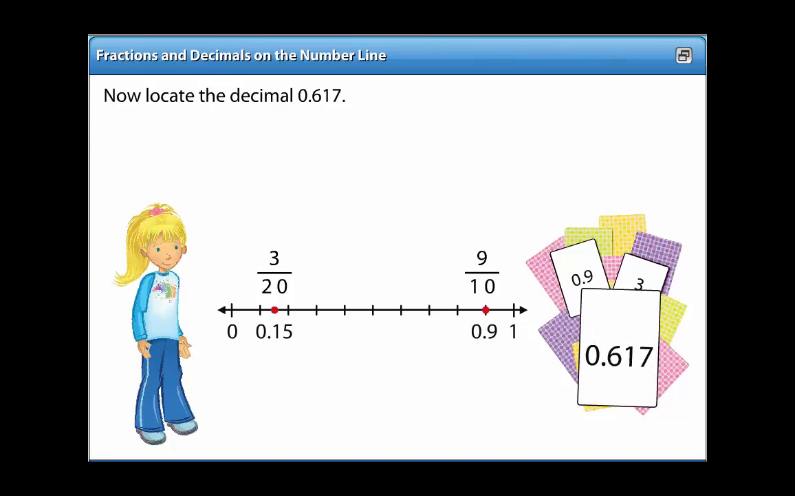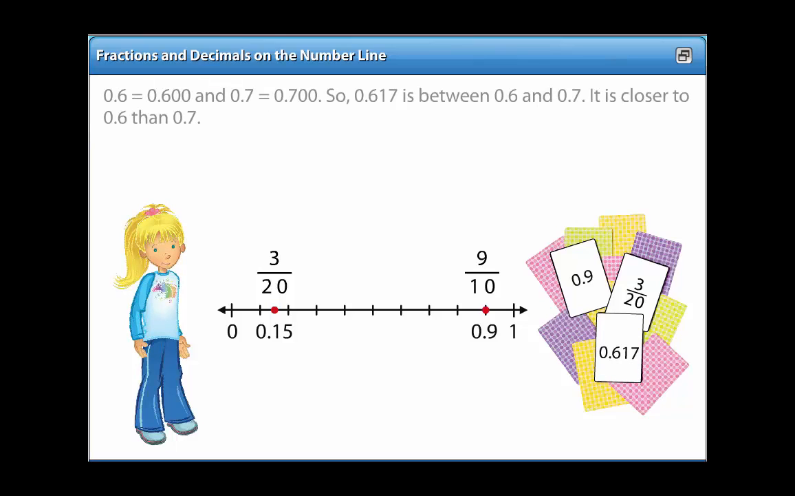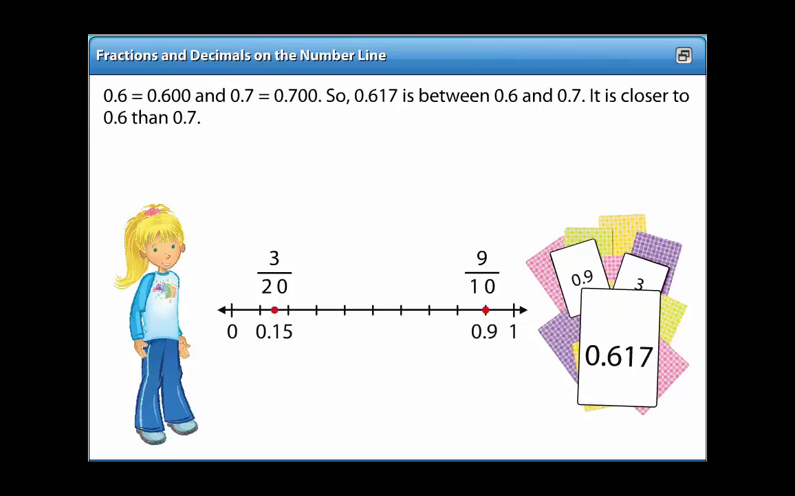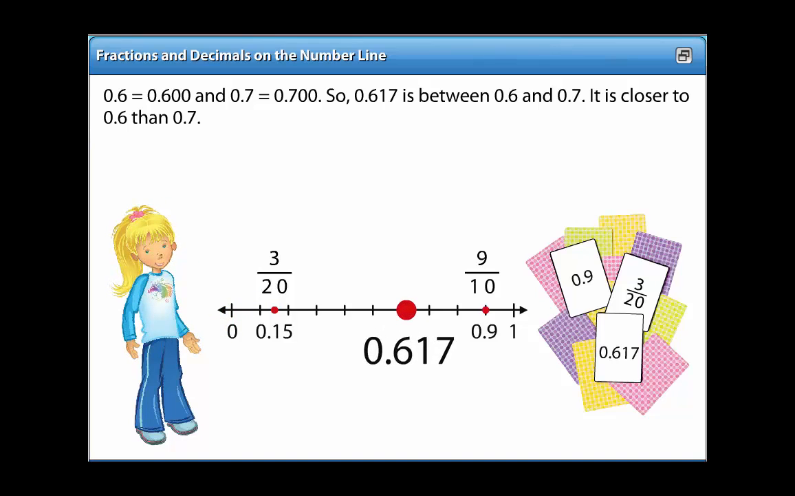Now locate the decimal 617 thousandths. 6/10 equals 600 thousandths, and 7/10 equals 700 thousandths. So, 617 thousandths is between 6/10 and 7/10. It is closer to 6/10 than 7/10.